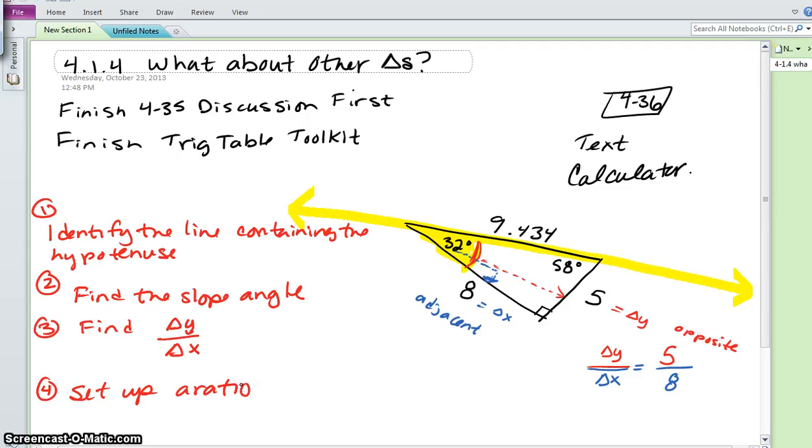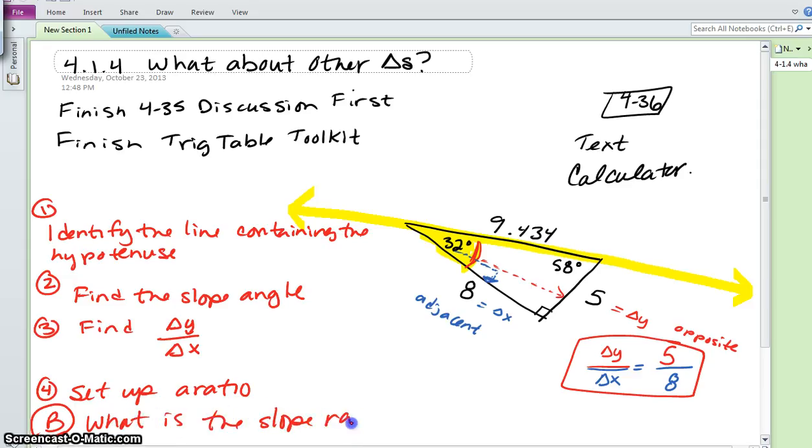So what is the slope ratio for this 58-degree angle? Well, we've got a slope ratio of 5/8. And we know that because the side with length 8 is opposite. Oh, sorry, that's for the 32-degree angle. So in B, let's read this really carefully. What is the slope ratio for a 58-degree angle?